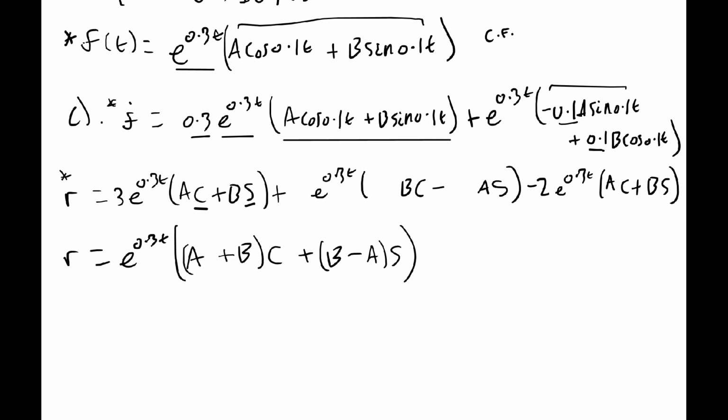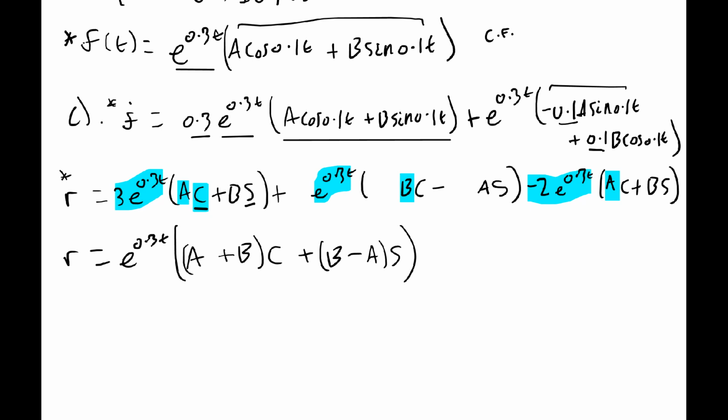Now this makes it easier to write my expression for r. It's a lot more instructive. So if I look at my cosine terms, you can see you've got 3 e to the 0.3t a cosine plus e to the 0.3t times b cosine, take away 2 e to the 0.3t times a cosine.